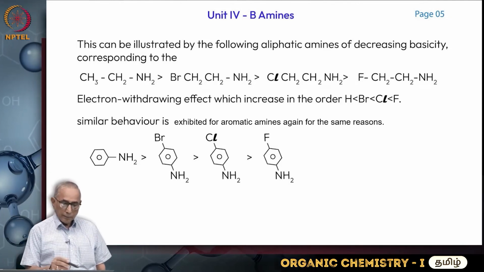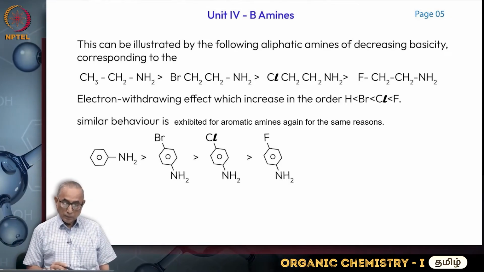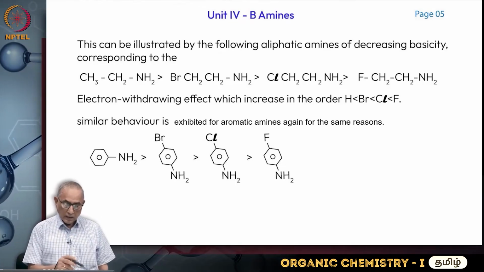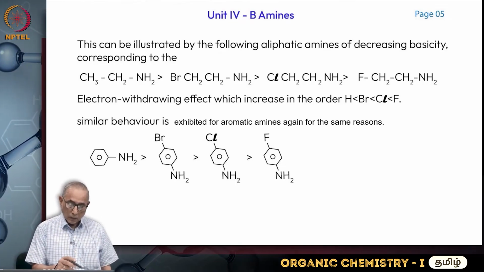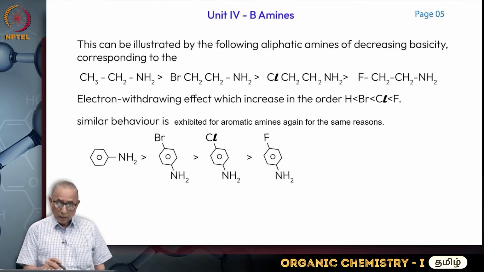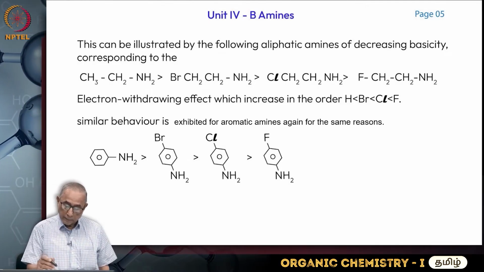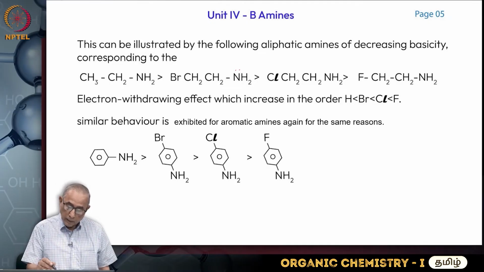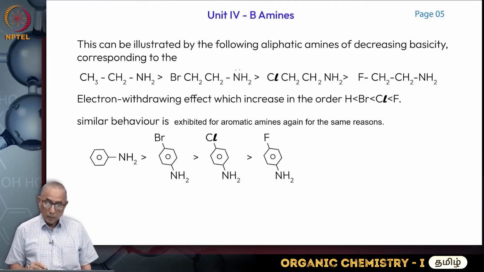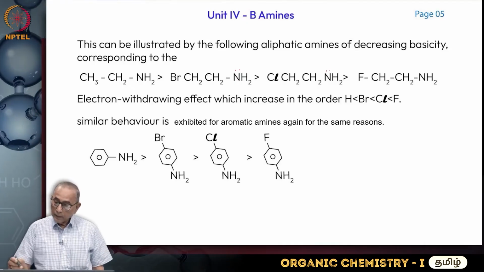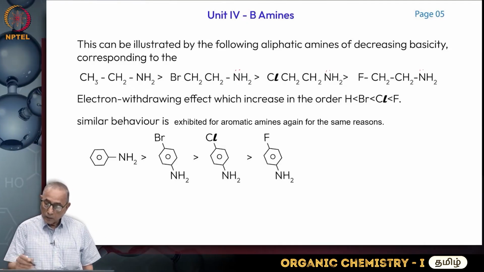Here, CH3CH2NH2 has an electron donating group, the CH3 group. This is basic. If you put bromine, it is electron withdrawing. The lone pair here will go towards the bromine. The lone pair here will go towards the chlorine. The lone pair here will go towards the fluorine.